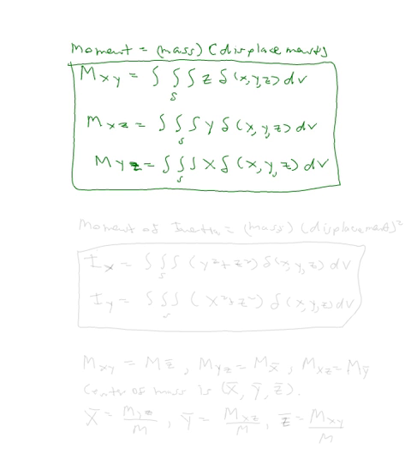Now, for the moments of inertia about the coordinate axes, we need to use the definition that the moment of inertia of a point mass about an axis is mass times displacement squared. So all we really have to remember here is that we want mass times displacement squared.